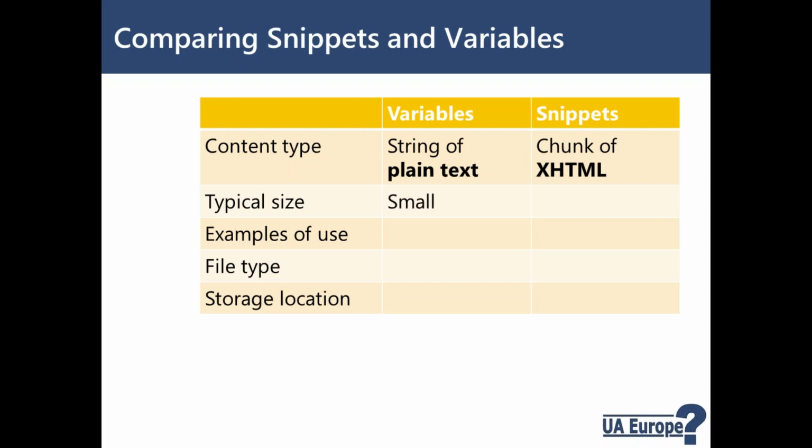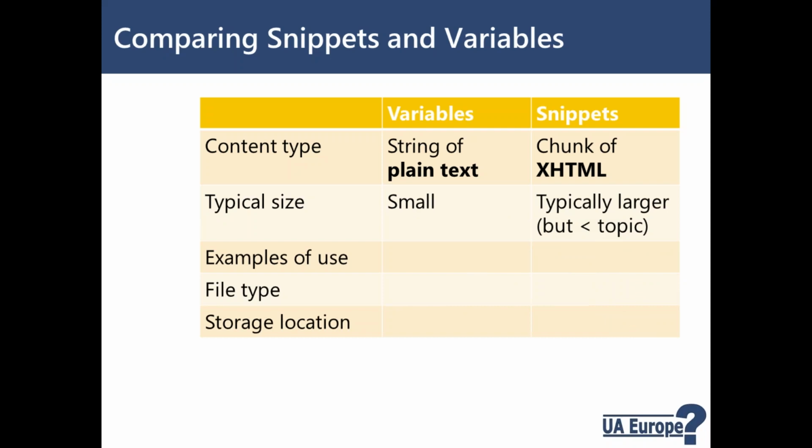As far as typical size goes, variables, we can say pretty much definitively they're small. They're less than a paragraph. They're typically 1 or 2 words. You know, it's a name, it's a number.